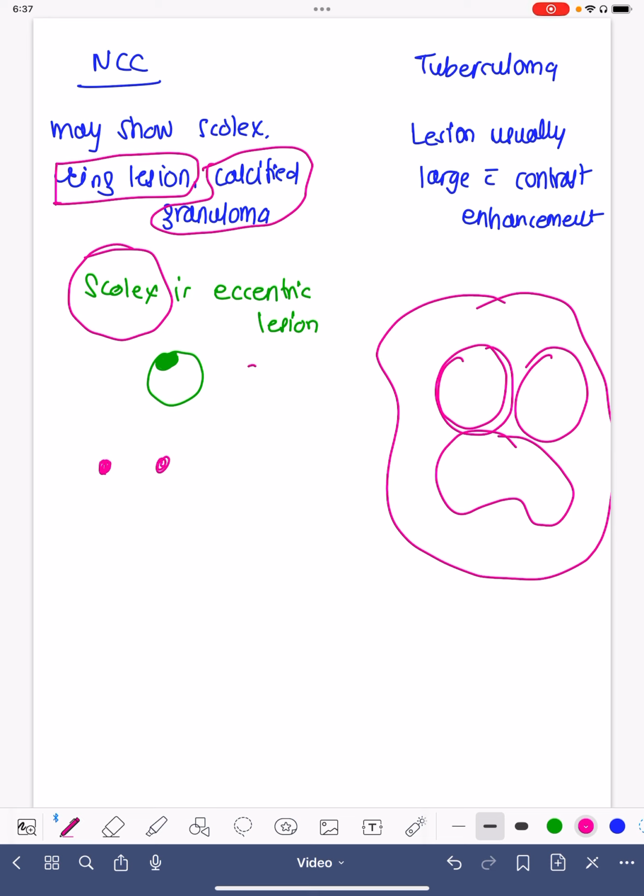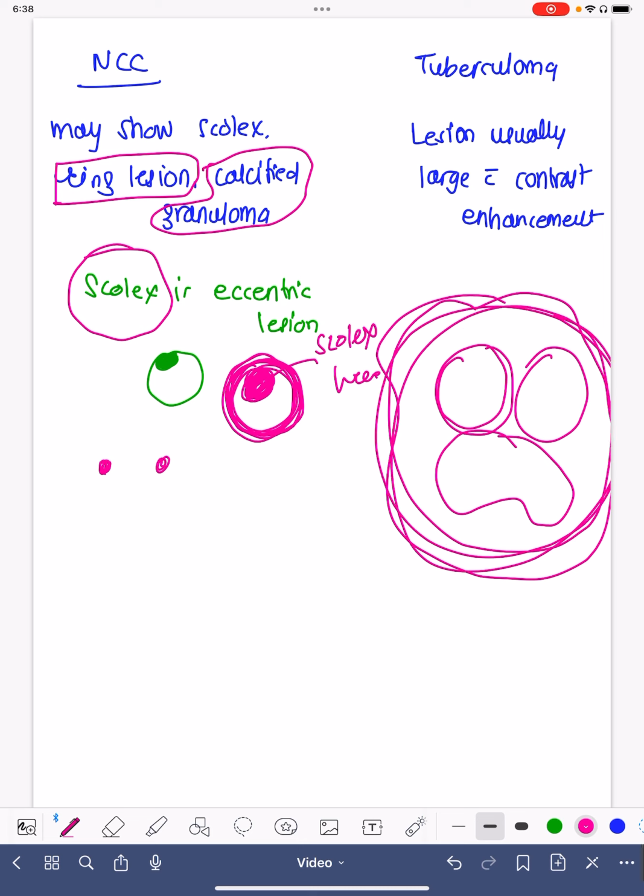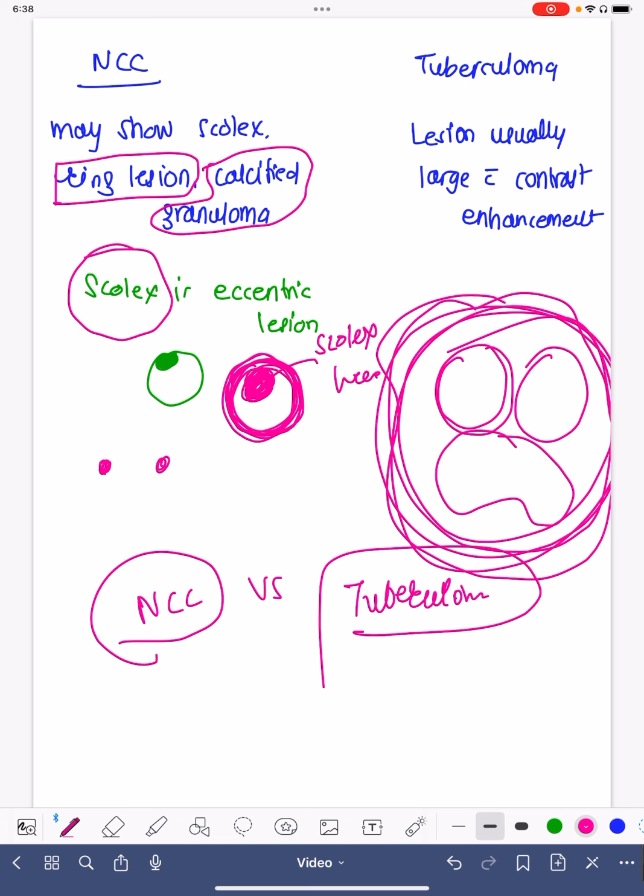A scolex lesion is like a ring enhancing lesion on contrast, and usually has an eccentric dot. This eccentric dot is the scolex. Scolex means the head of the NCC. Whereas in tuberculoma, they are usually only ring enhancing lesions which are large in size. So these are all the points which actually help us to find the likely etiology of whether it is NCC or tuberculoma.